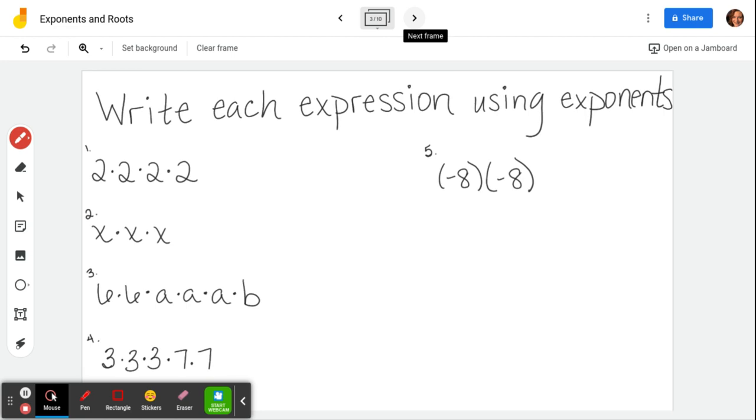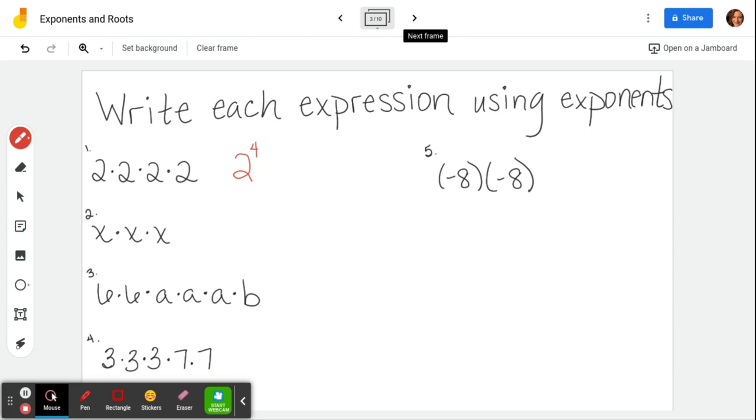So the first thing we need to know how to do, to really show we understand what exponents represent, is to rewrite each of these expressions using exponents. So on number 1, we're going to take the number that we're multiplying and write that one times our base. So that's a 2. We're multiplying 4 of them, so my exponent is 4. I didn't ask you to evaluate on these, just to write them as powers using exponents. So 2 to the 4th.